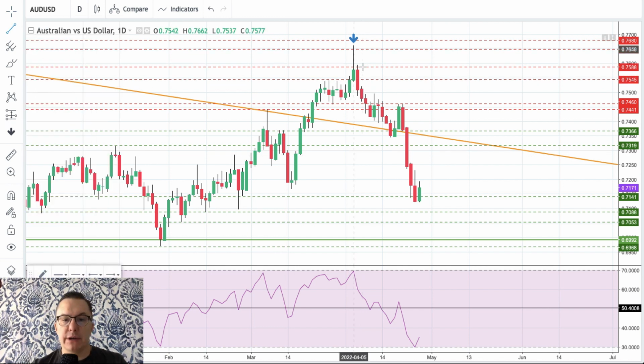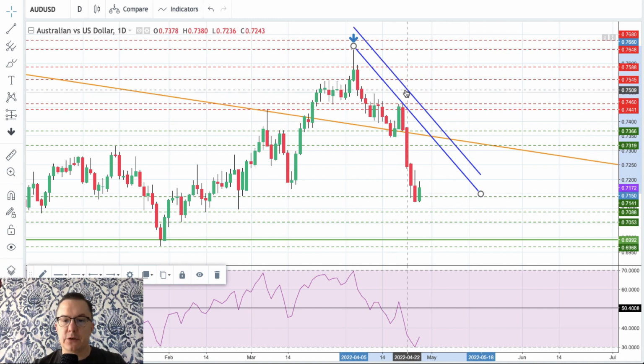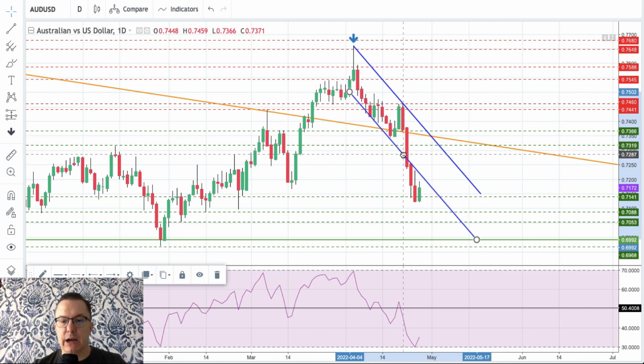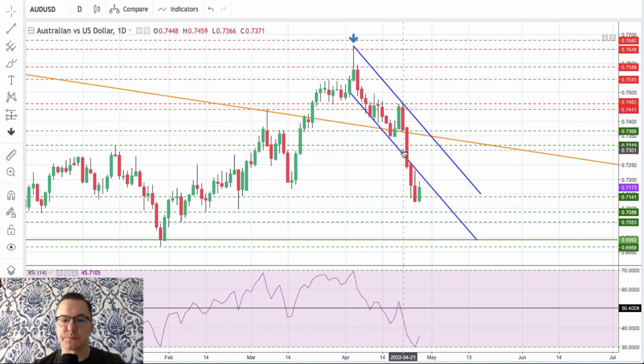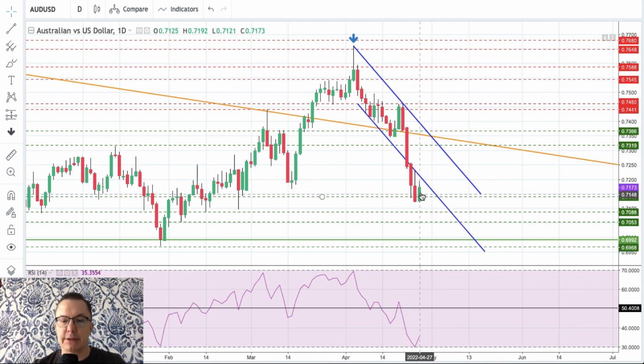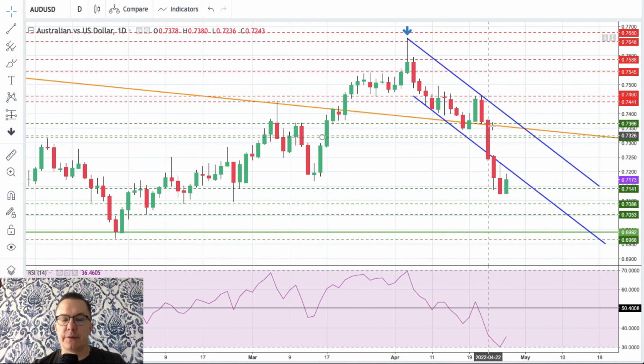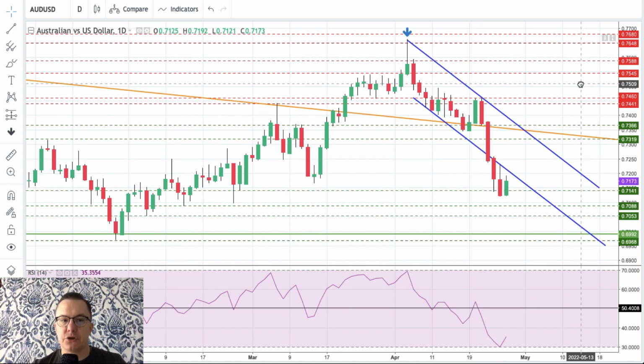So what do we have here? We can put some trend line here on the Australian dollar, a very sloppy trend line. I can even do some kind of a parallel channel. However, as you can see, even if we do this, the market is already out of the channel right now, and the channel was tested from the downside. So it looks like the Australian dollar is going lower. Market participants are selling the Australian dollar and buying the US dollar.